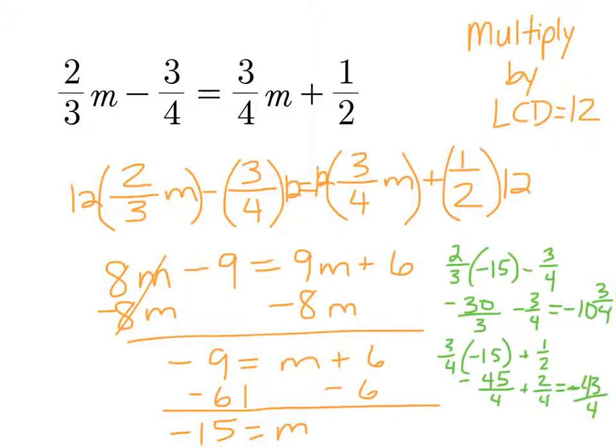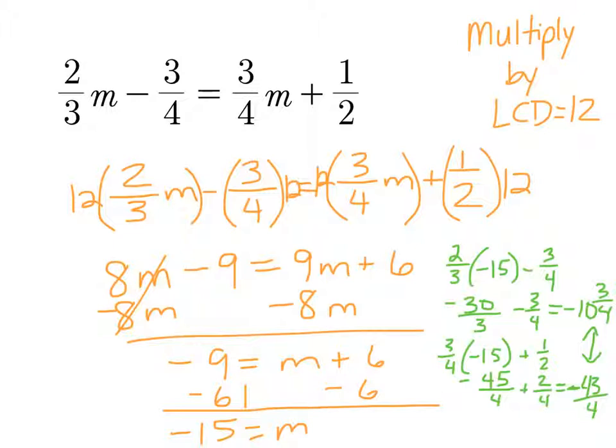Whew, ugly fractions. These are equal, so I know I have it right. Negative 43/4 is what I got when I plugged in my negative 15 on the right. And negative 10 3/4 is what I got when I plugged in my negative 15 on the left. They are equivalent because if I take this one and I make it an improper fraction, 4 times 10 is 40, plus 3 is 43, and since it's negative, negative 43/4.